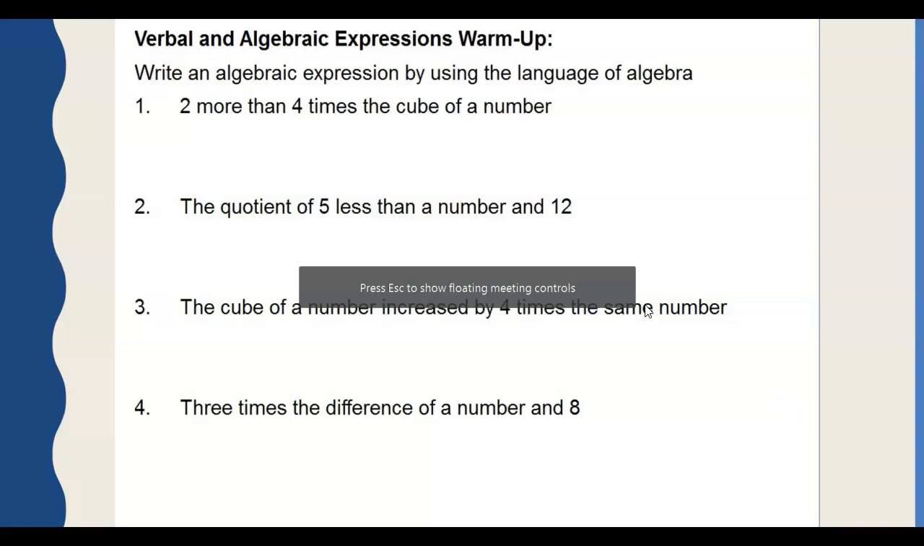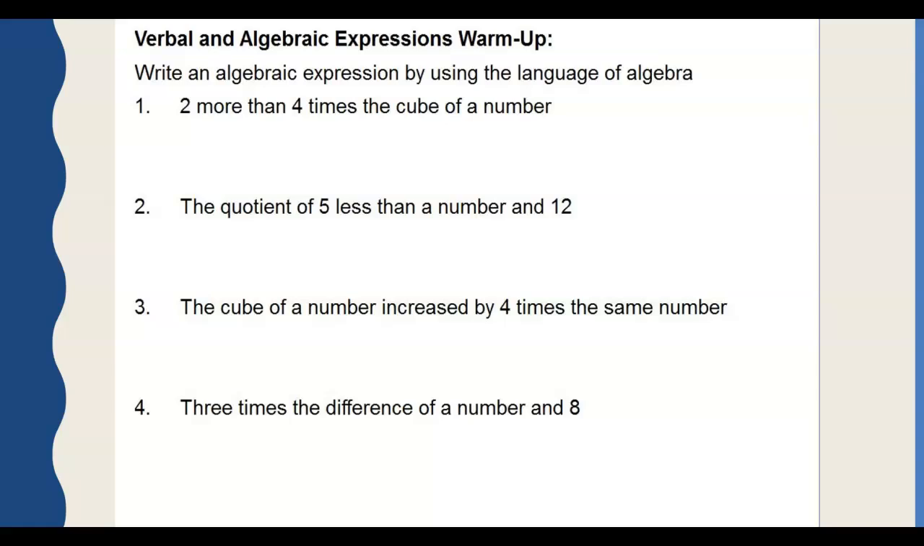Right. So again, let's go through these briefly. It says write an algebraic expression by using algebraic terms. So you have 2 more than 4 times the cube of a number. What does it mean to cube a number? What do you think? Yeah, you put a 3 for the power.